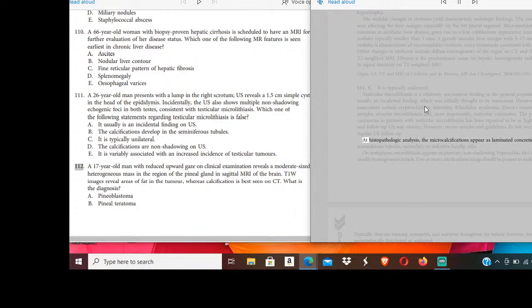follow-up. At histopathologic analysis, the microcalcifications appear as laminated concretions within the seminiferous tubules, secondary to defective Leydig cells. On sonograms, microlithiasis appears as punctate, non-shadowing, hyperechoic foci within the usually homogeneous testicle. 5 or more calcifications per image should be present to make the diagnosis.